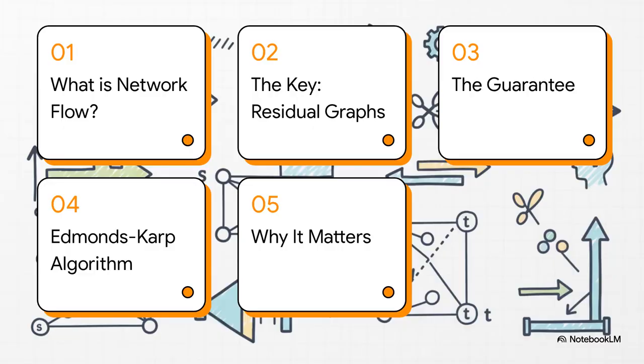So here's the plan. We're going to start with the basic intuition. Then we'll hit that big aha moment with something called residual graphs. After that, we'll look at the mathematical guarantee that tells us we're right, see a real algorithm in action, and finally talk about why any of this is so important in the real world.